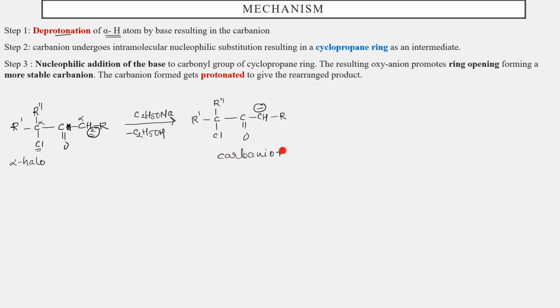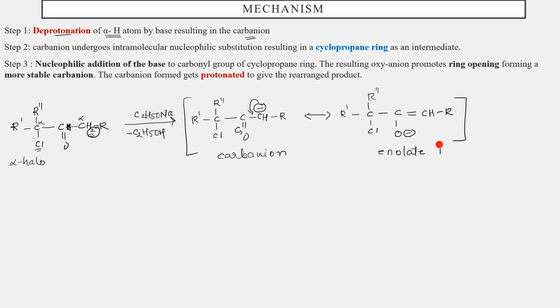So in your first step, what is formed? A carbanion. Now this carbanion is quite stable because it forms a resonating structure giving you an enolate ion. That is the stability. So this will go over here, this will go over here. So this will be O minus, this will be CH and R. So it forms an enolate ion. That is why it's quite stable. So we say the carbanion is in resonance with the enolate ion.